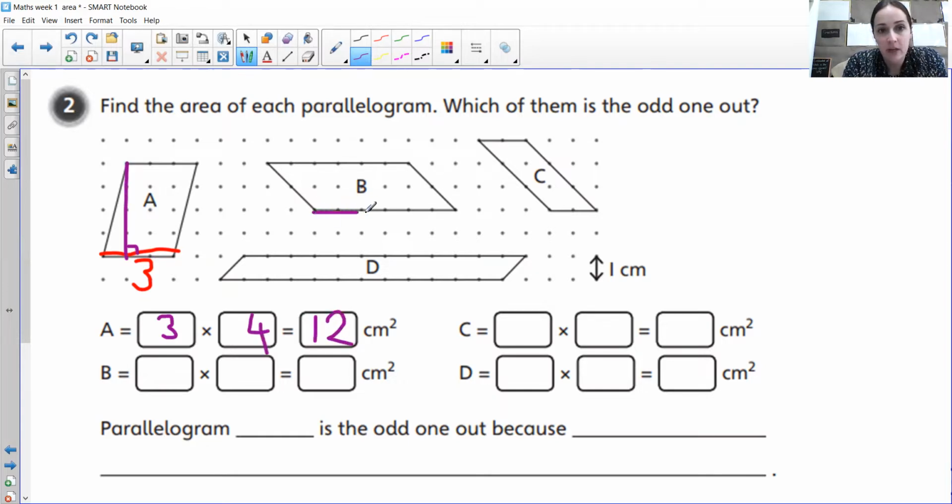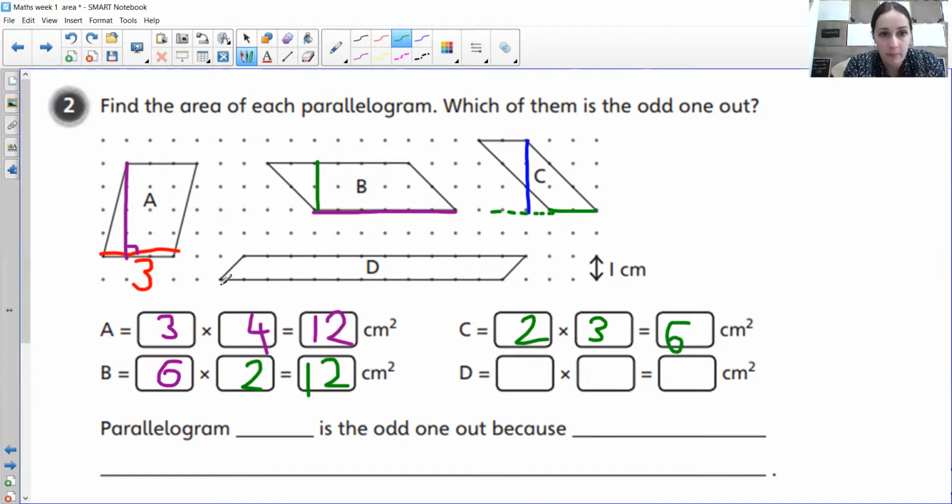B, the base would be 1, 2, 3, 4, 5, 6 centimeters. And the perpendicular height, so from the top to the bottom, would be 1, 2. So 6 times 2 is 12 centimeters squared. C, your base is 1, 2. Perpendicular height, a bit tricky on this one, but you can still do it because you just got to think what it would be from the top to the bottom. So it would be 1, 2, 3, because if I carried that on, that's where the base would be. So the shape is 3 squares tall, isn't it? So it would be 2 times 3, which is 6 centimeters squared.